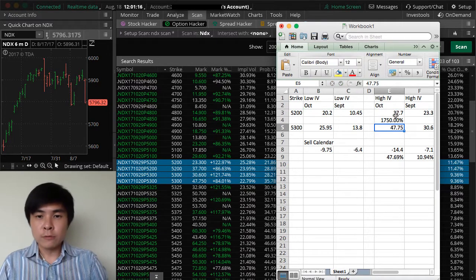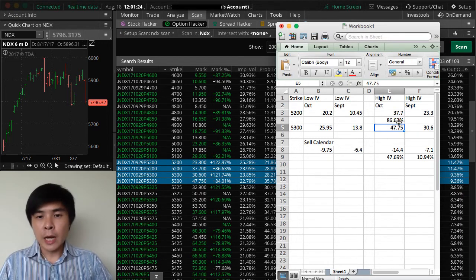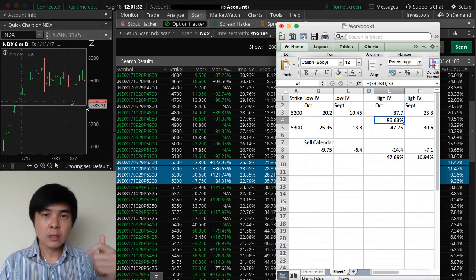Am I right? So this will give you a price increase, and you divide it by this base price, which you have increased 86% increase in price. When the market of Nasdaq drops, you lose by delta. Second, you lose by Vega, your IV spike. So 86%, and how accurate is this?